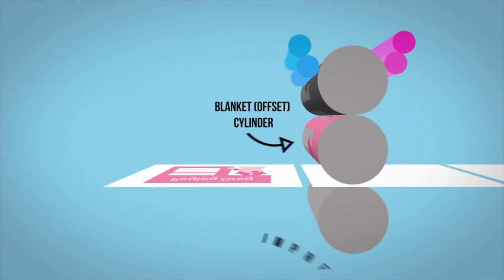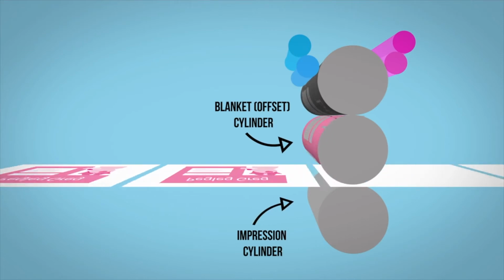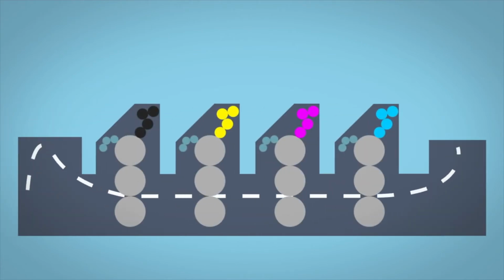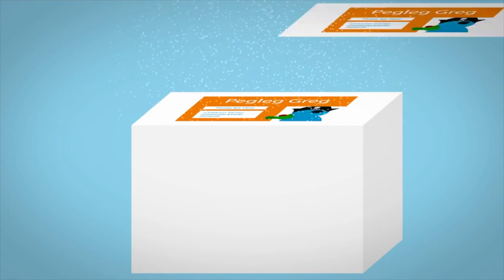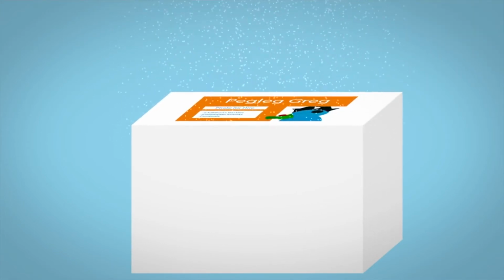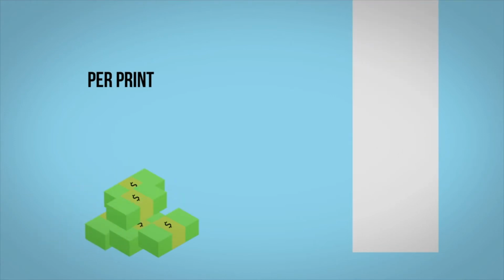The paper is passed between the blanket cylinder and the impression cylinder, where it receives the printed image before it's passed on to the next unit to receive the next color. After the page has traveled through each of the units, it is piled at the end of the press with a thin layer of powder separating each page so that the printed image can dry without marking the pages above and below. Offset printing is best suited for larger volume prints, as most of the cost is in the initial setup, and the price per print will fall as the quantity goes up.